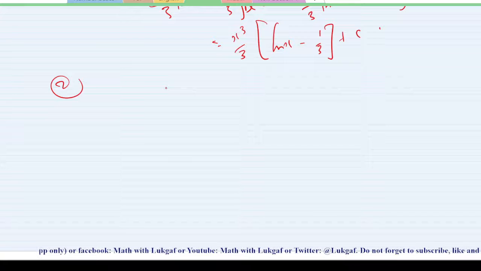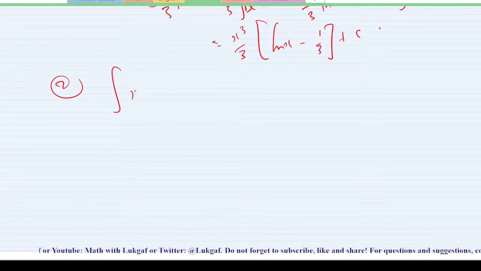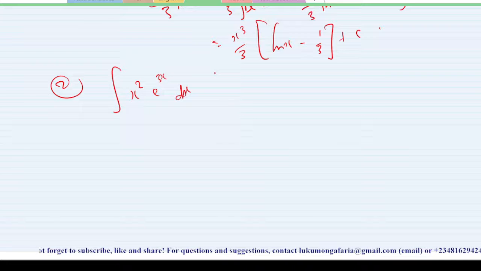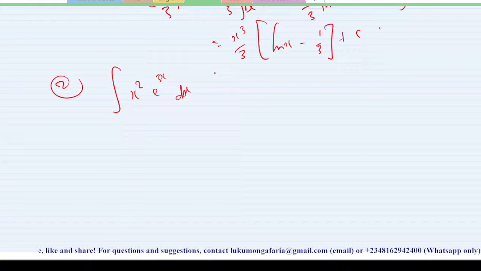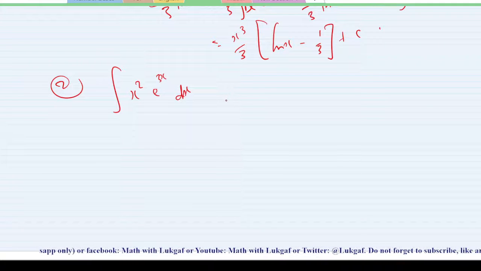I have the integral of x squared e raised to the power 3x dx. Ask yourself, can the principle I taught you work here as well? It can't work, because if you differentiate x squared, or if you differentiate e raised to the power 3x, you are not going to get what you have immediately after them.